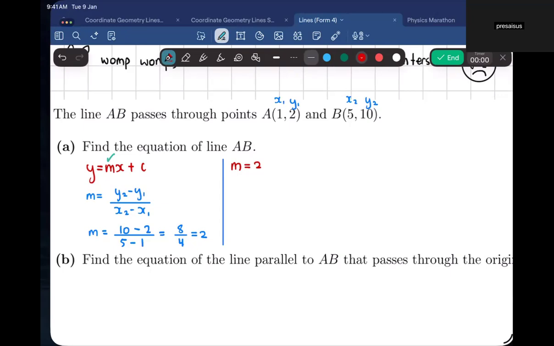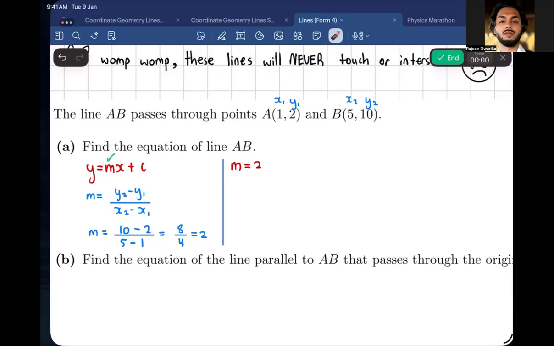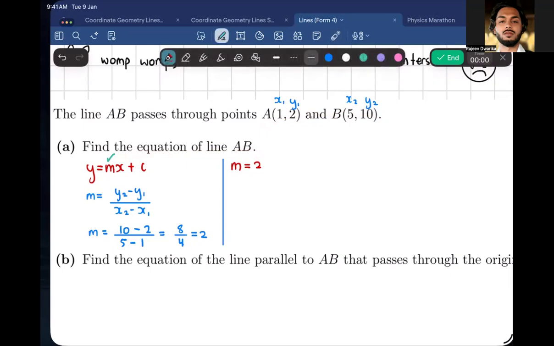So did we find a point yet? No. If you notice in this question, they just asked us to find the equation of line AB. They didn't ask us to find the perpendicular bisector. Just the equation of line AB. All right. So the process is the same steps, right? You find the gradient, then you look for a point on the line, you plug in the x and y, and you find C. That's the general steps.